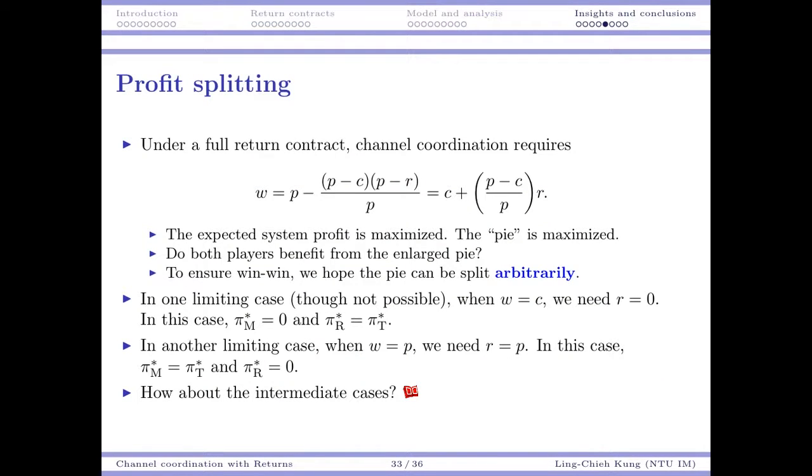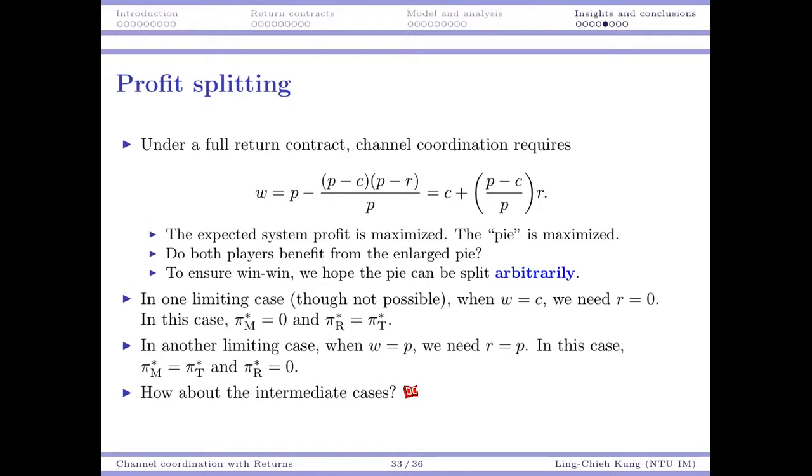And to remind you, W is the wholesale price, R is the return credit, and here we can see W is just a linear function of R. Okay? So that means when R is small, W should be small. When R is large, then W is large. Okay? Reasonable. And also, we can see if R is 0, W is just C. So that means if your wholesale price is just your production cost, then to achieve system efficiency, your return credit should be 0. On the other hand, if your R is W, or if you are so generous about return credits, then we can show that you can still find a contract to coordinate this system. Okay, so these are something you may expect.